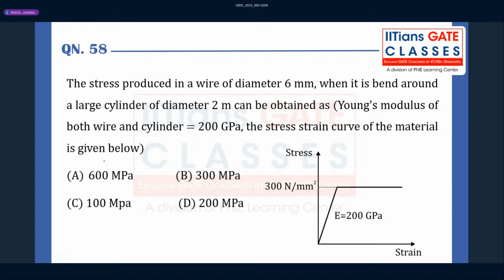Strain produced in the wire of diameter 6 mm when it is bent around a large cylinder of diameter 2 meter can be obtained from the stress-strain diagram. How much stress will be induced in a wire when I bend it over a large cylinder?